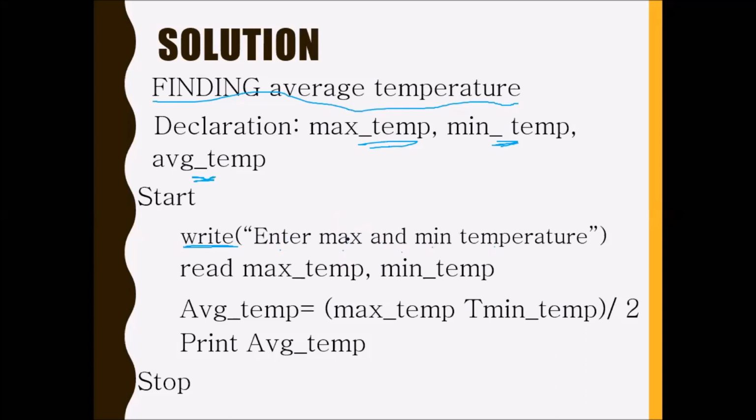You could break this into two. You could have one where you have enter maximum temperature, read max temp. Then you would have again write, enter minimum temperature, read min temp. So you don't have to group it together. You can break it if you so desire.